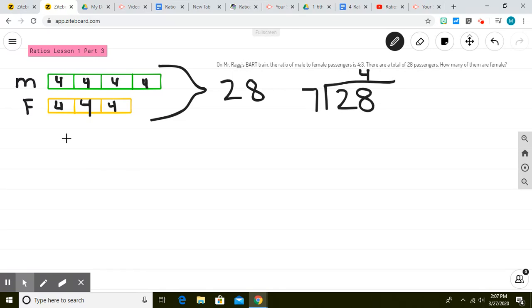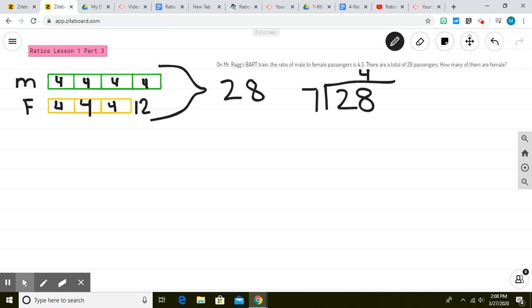Now that I know what each box is equal to, I can answer the question of how many females there are. So I have 3 boxes and 4 in each of them. So that would be 3 times 4. What's 3 times 4? Three times 4 is 12. So there's 12 female passengers.